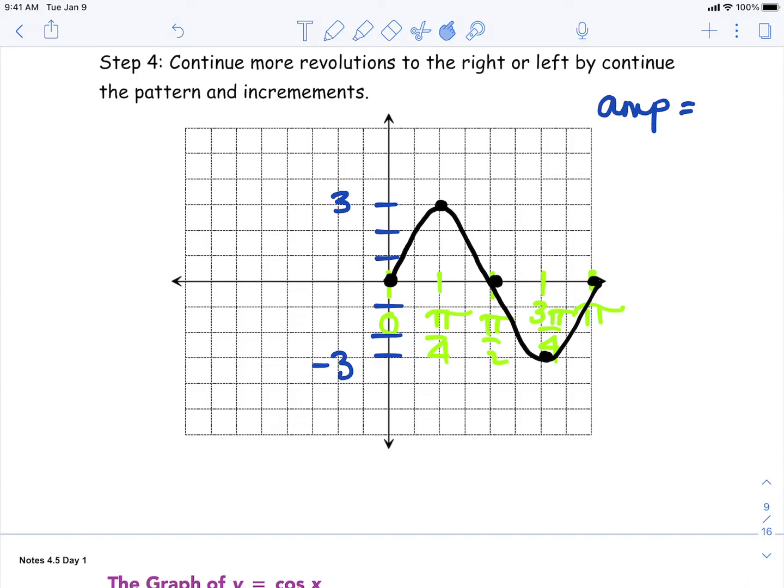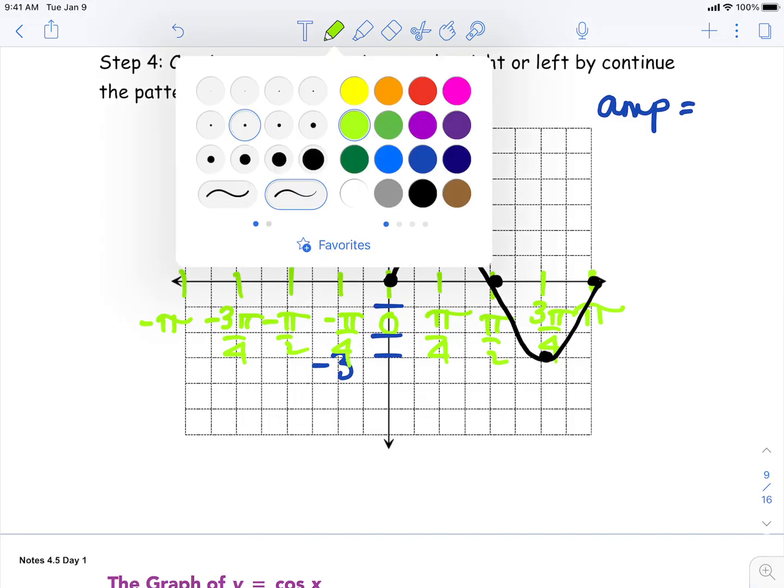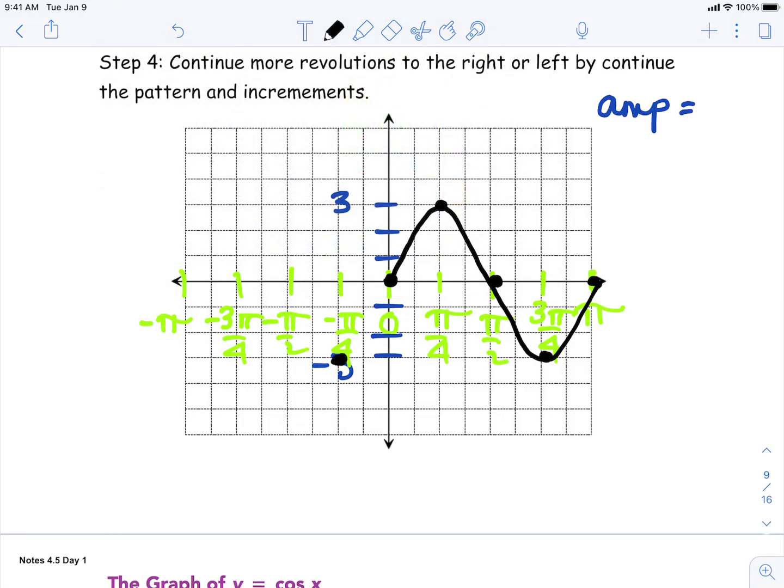Now you can create more revolutions to the right or left. So if I wanted more revolutions, I would say let's go left. This would be negative pi, negative 3 pi over 4, negative pi over 2, and negative pi over 4. And then we just continue that pattern. So we're going to go down, middle, top, middle.